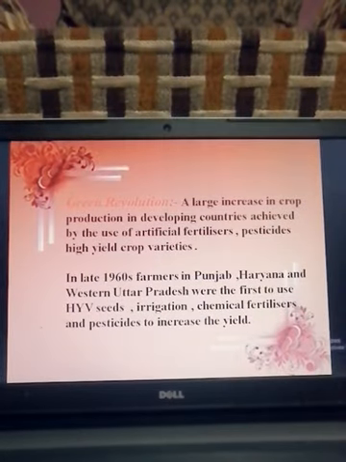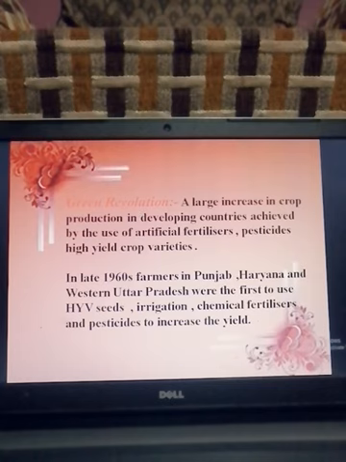Now next we are going to study what the green revolution is. First I'll tell you the definition of the green revolution. It is a large increase in crop production in developing countries achieved by the use of artificial fertilizers, pesticides and HYV seeds. As I told you, if you want to increase production, you have to use modern methods. You cannot go for manual methods and increase your farm production. So when you're using artificial fertilizers, HYV seeds and pesticides, your production increases, and that can lead to the green revolution.